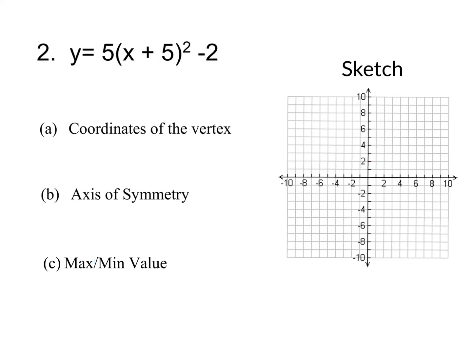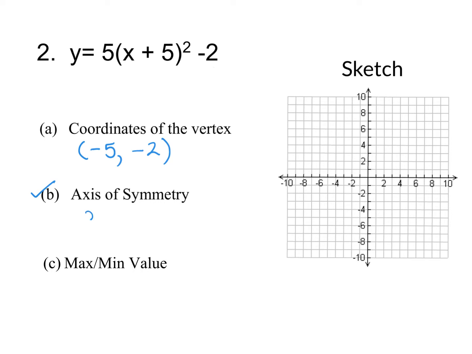Now here is another question, and we're going to start out by finding the vertex. So let's start out by finding the x value of the vertex, which is inside the bracket. But remember, you've got to switch the sign, because here that means you're moving left, meaning it's negative. So our x value is negative 5. Now the y value of the vertex is right over here, just a plain negative 2, so that one doesn't change.